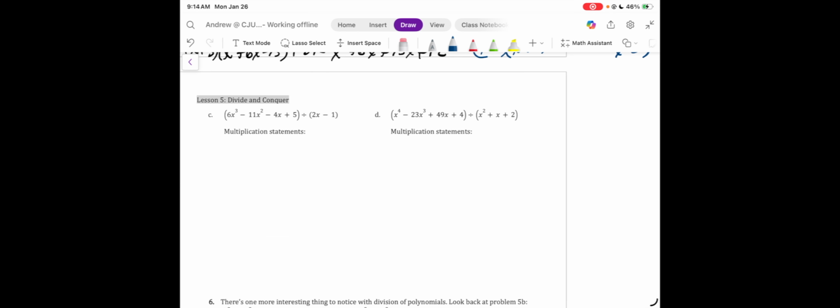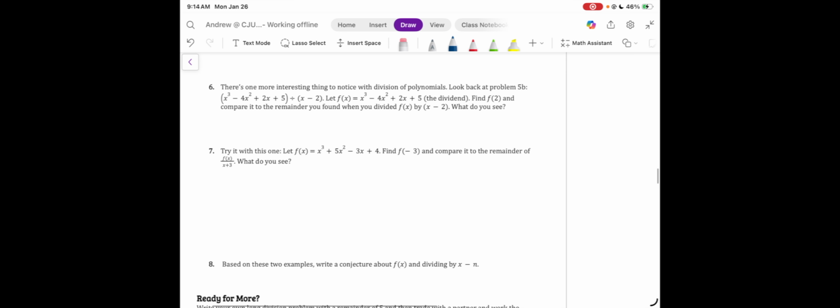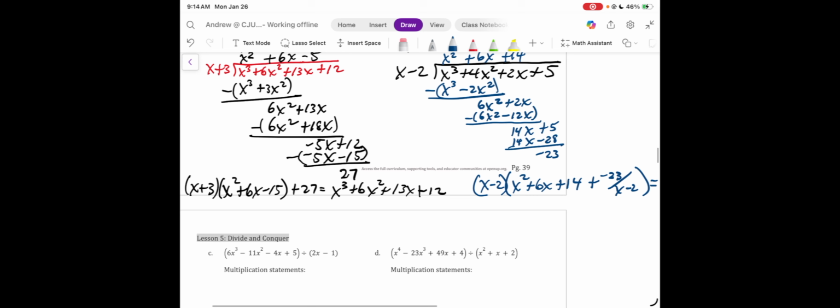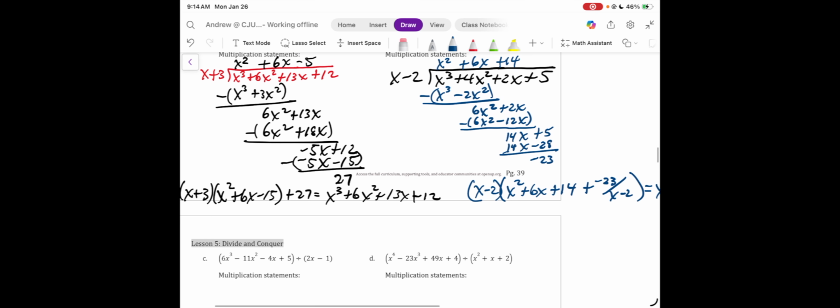Okay, so now we got a few more to try. D would probably be the most complicated one. So we're not going to put that in this video. We may or may not have time to try that in class, but we need to get to this fact. There's one more interesting thing to notice with division of polynomials. Look back at problem 5b. Okay, this is the one with a remainder of 27.